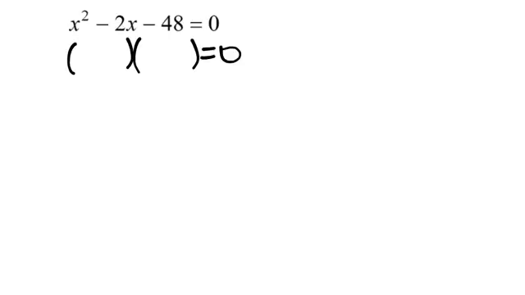So how do I multiply to get x squared? That would be x times x. Then I'm going to look to this sign right here. It's a negative. What is the only way to get a negative when multiplying? Have one sign be positive and the other sign be negative.